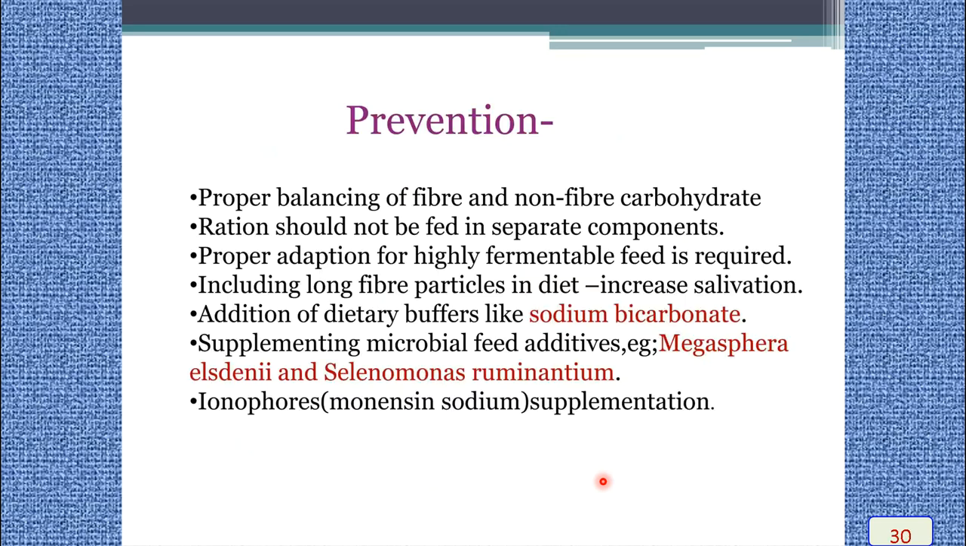Then, prevention of the acidosis is proper balancing of the fiber and non-fiber carbohydrate ration, and it should not be fed in separate components. Always a properly, very well balanced ration is very much required for the animal, and during advanced pregnancy they should not be overfed, so that more and more fat should not be accumulated in the body.